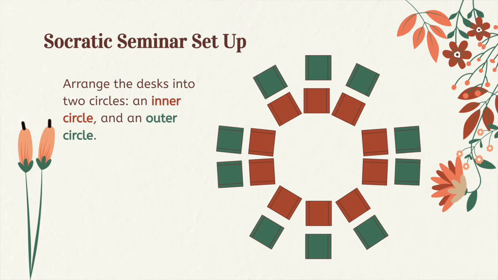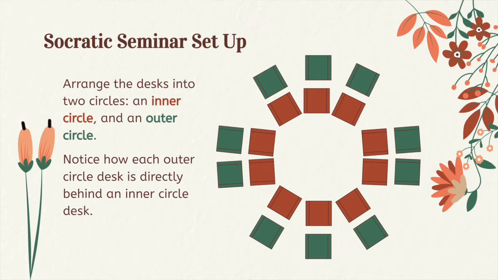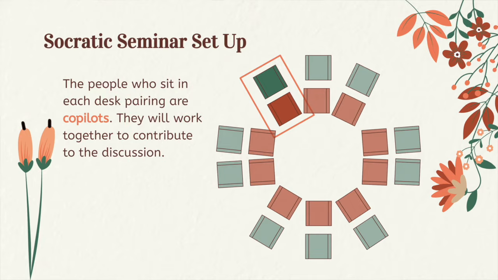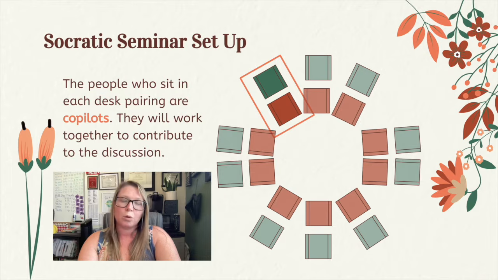So to set up for Socratic Seminar, you will arrange the desks into two circles. You'll have an inner circle and an outer circle. And so I want you to notice specifically how the outer circle desks are directly behind the inner circle desks. And that sets it up so that these two chairs or desks are for the co-pilots. So your co-pilot will work either immediately in front of you or behind you, and you and your co-pilot will work together to contribute to the discussion.